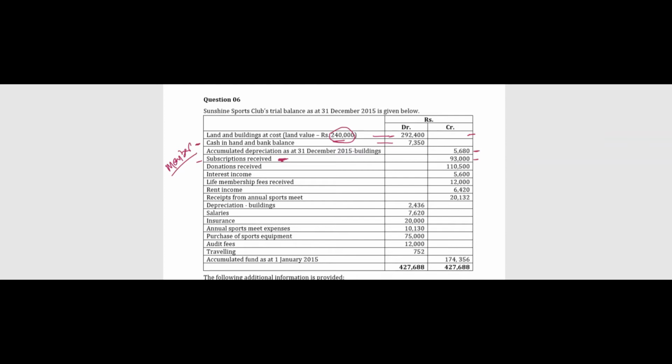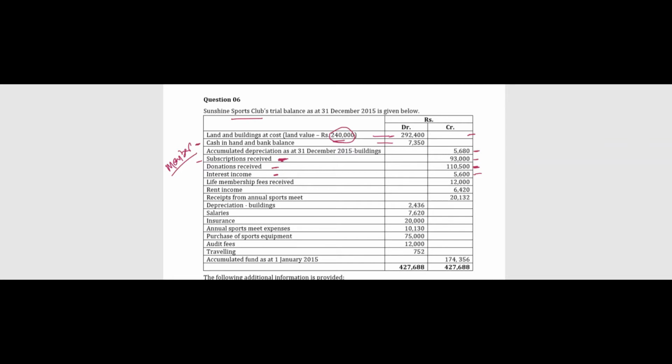Next one is the donation received, 110,500. Normally donations are treated as reserves to be used in the future. Since this is a sports club, maybe the donation will be used for sports activities. So we need to go through the question and see for what purpose this will be used. Next one is the interest income. This is mainly from bank deposits, 5,600.